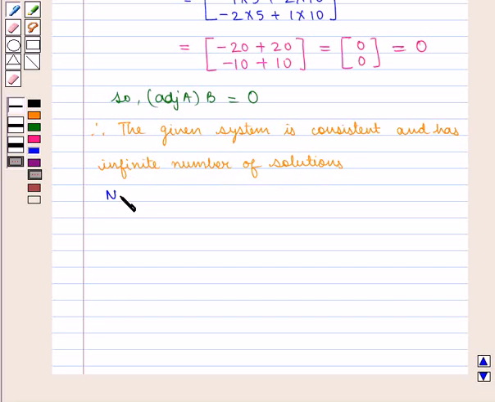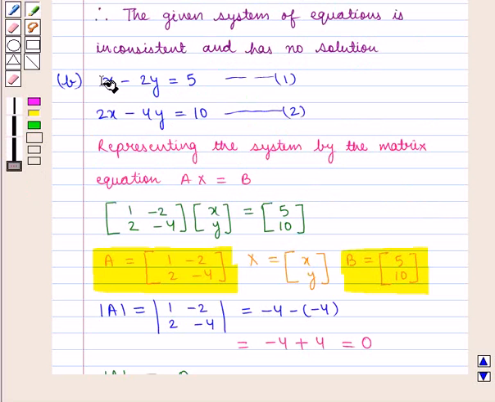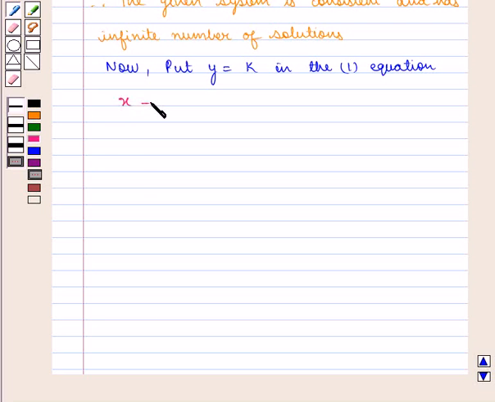Now, put y is equal to k in the first equation, which is x minus 2y is equal to 5. So we have x minus 2k is equal to 5, which implies that x is equal to 5 plus 2k.